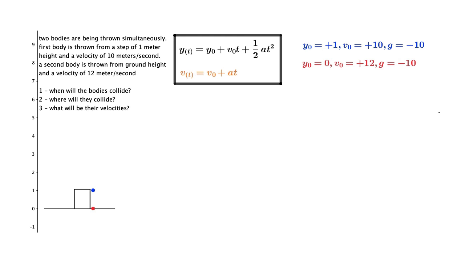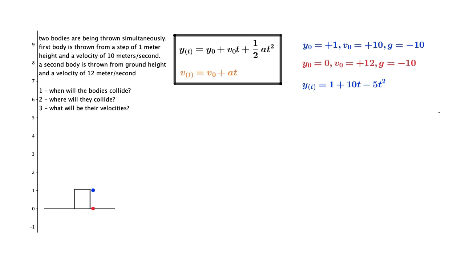So let's start off with the blue object. We know that its position as a function of time, that is its position at any moment in time, is going to be equal to 1 plus 10 times t minus 5 times t squared. We plugged in 10 for v naught, 1 for y naught, and then 1/2 times minus 10 is minus 5.